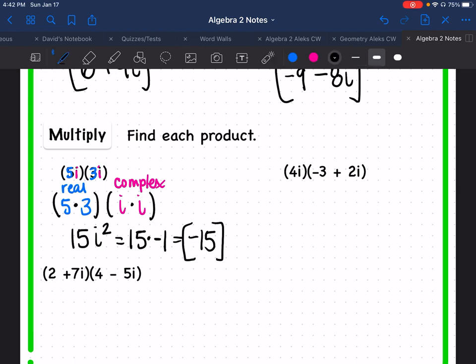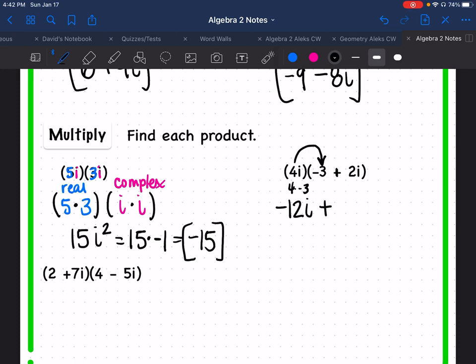All right, let's take a look at the next one. In the next one, what I'm going to go ahead and do is I'm going to distribute. I'm going to take my 4i and I'm going to distribute it. Okay, let me back that up a bit. Let's start right here. 4i times -3. Well, you would do 4 times -3, and you would get -12. And since the 4 has an i, you would think of it as -12i.